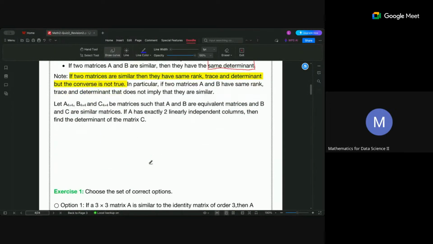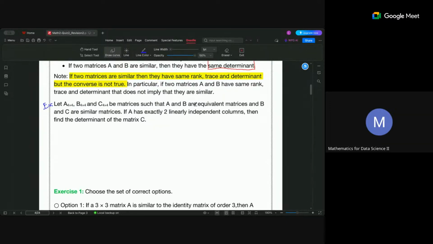Okay, so now look at this question. Here is an exercise. Let A, B, C all be 4 by 4 matrices such that A and B are equivalent matrices. B and C are similar matrices. If A has exactly two linearly independent columns, then find the determinant of the matrix C.